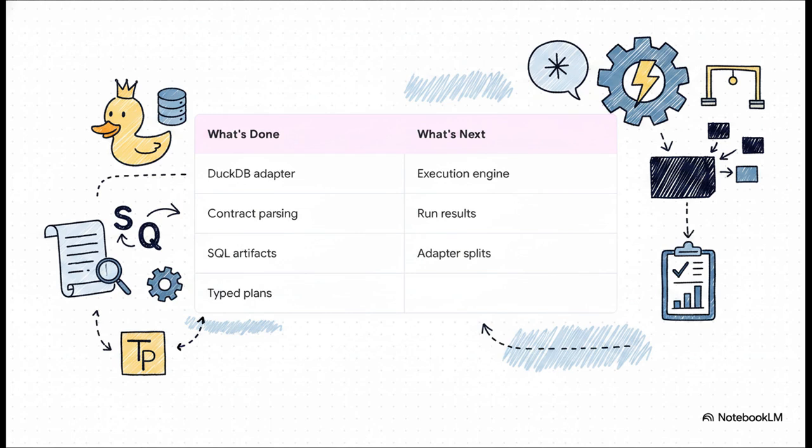If we take a look at the active changelog, the momentum is just amazing. Recon can already parse your contracts, it generates typed check plans, and handles DuckDB SQL rendering. But the next major frontier, and this is where community help is so incredibly welcome, is building out the actual execution engine, formatting those run results, and splitting out those external production adapters. It is very much an in-progress labor of love.